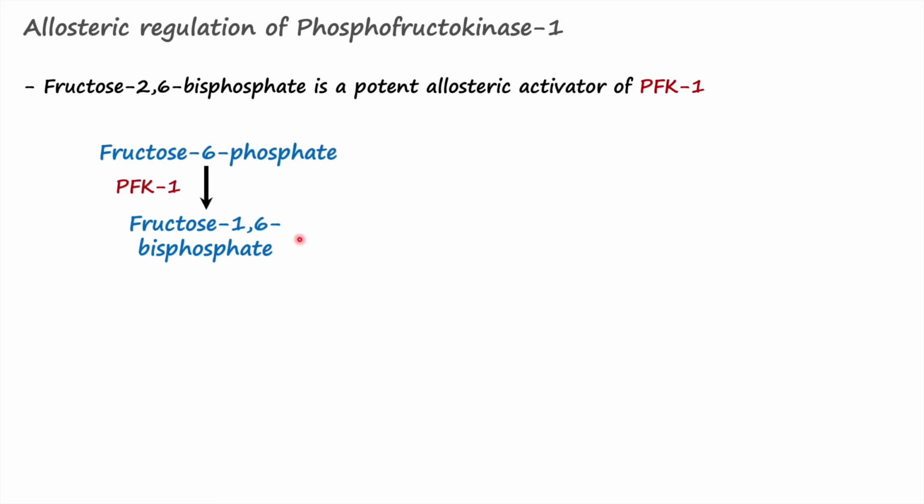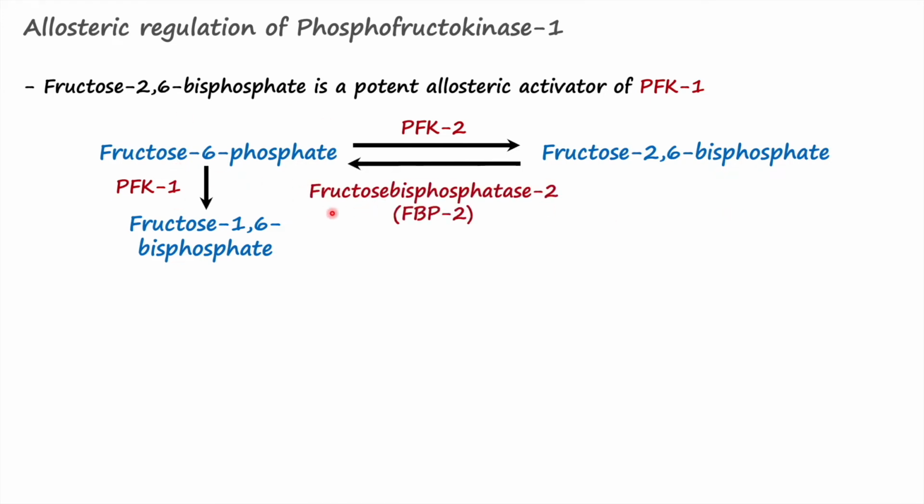So here we know that fructose 6-phosphate is converted into fructose 1,6-bisphosphate with the help of the enzyme PFK1. Now, a small amount of fructose 6-phosphate can also be converted into fructose 2,6-bisphosphate with the help of the enzyme PFK2. On the other hand, fructose 2,6-bisphosphate can be broken down into fructose 6-phosphate with the help of the enzyme fructose bisphosphatase 2, that is FBP2.